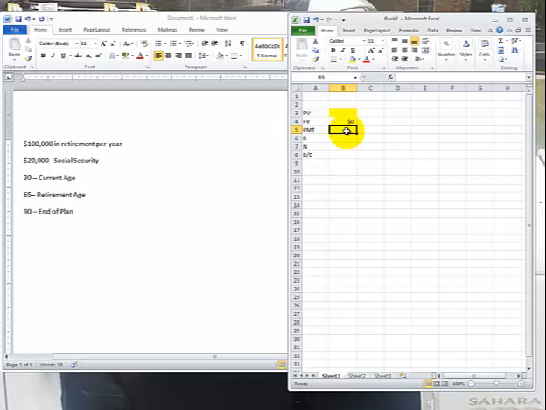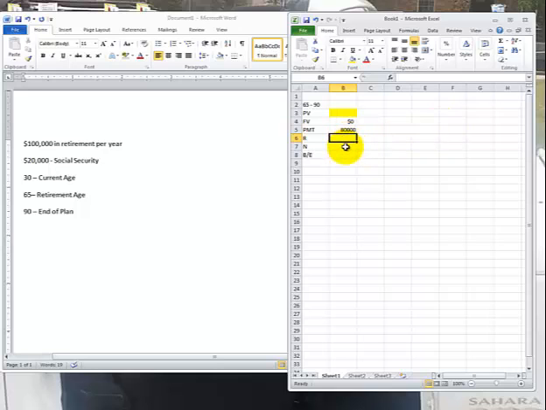What's the payment going to be? Remember, this problem is done at what age? This is 65 through 90 on our timeline. Payment is going to be our $100,000 per year. But look, they're going to get $20,000 from Social Security. So technically, and you don't even need to do this, but I'll do it, they need $80,000 per year.